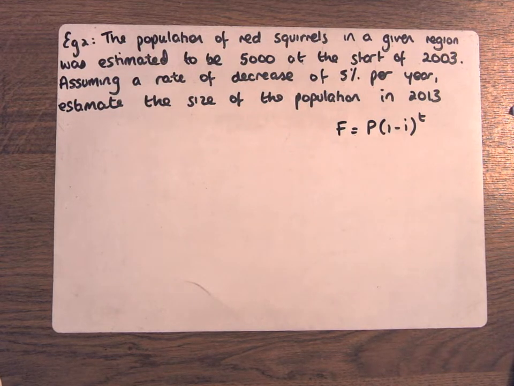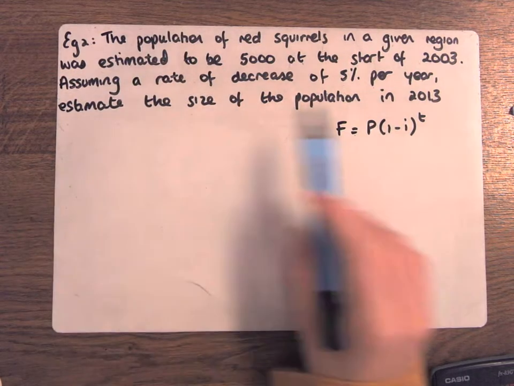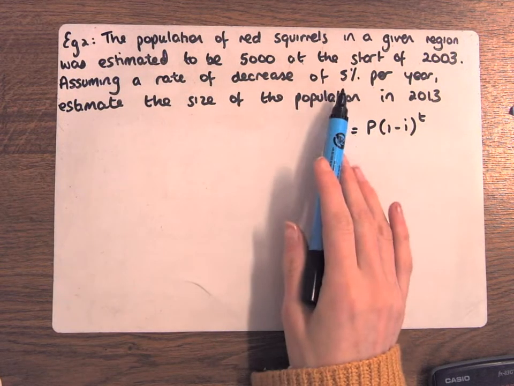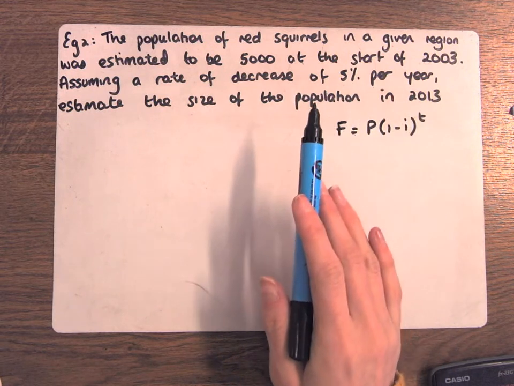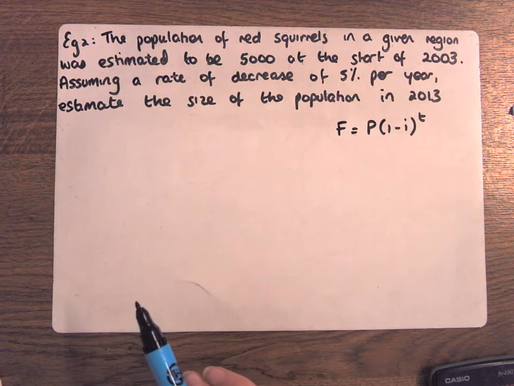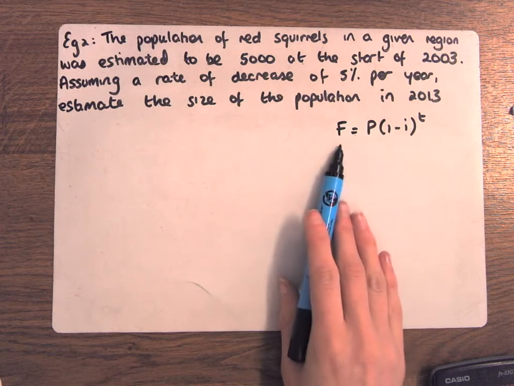Now this time they've actually told me the power. They've told me how many years. Okay, so I might not need to use logs for this. So let's just have a quick look. A rate of decrease of 5% per year, estimate the size of the population in 2013. How many years have passed? 10. Okay, so you're just going to go to your formula.